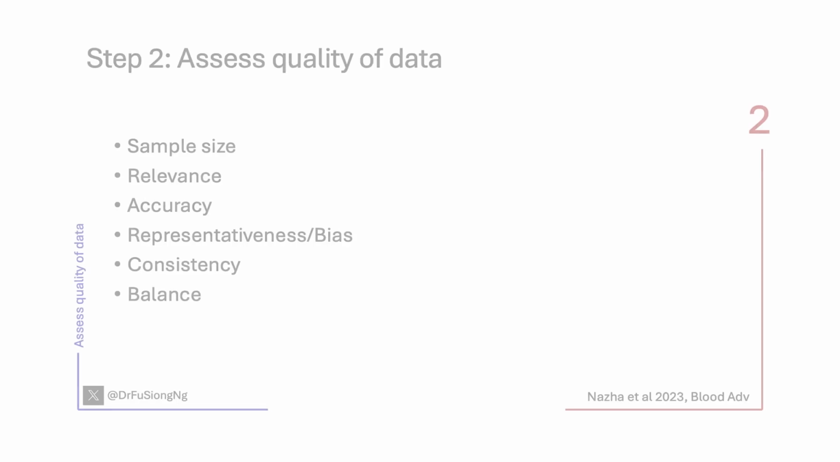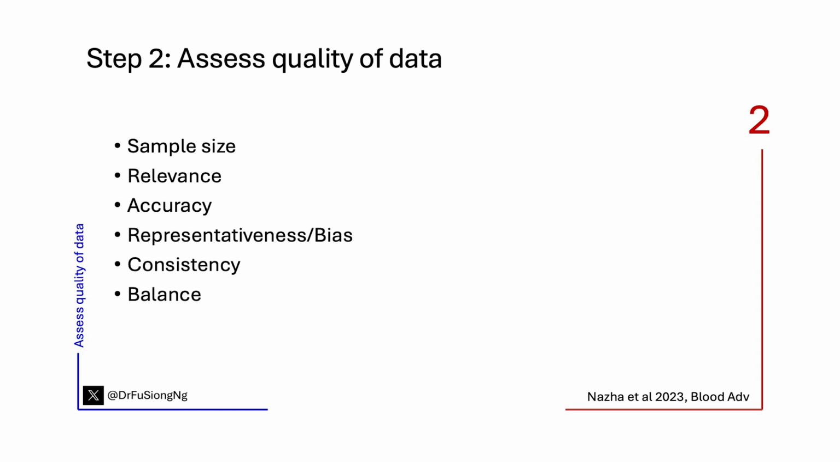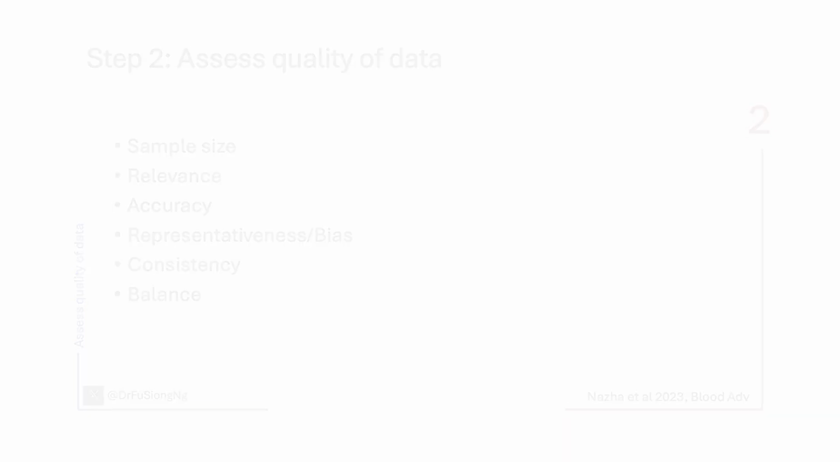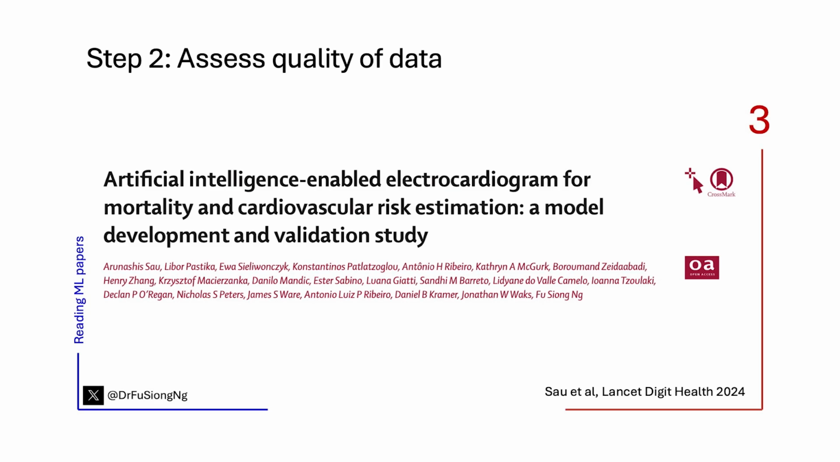A few things that you need to look at when you look at the data are how big the data are. So sample size, relevance, accuracy, bias, consistency, and balance. I'll come into each of these in turn. I'm going to use one of our papers as an example of how to read an AI-ECG paper, which was published just a few months ago.